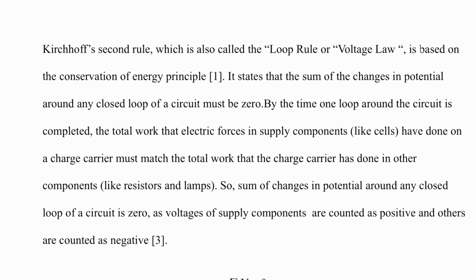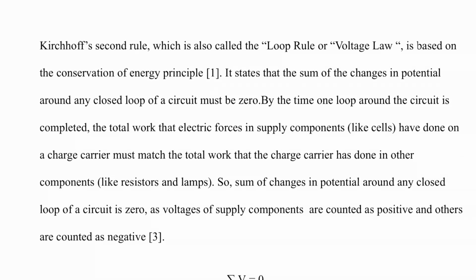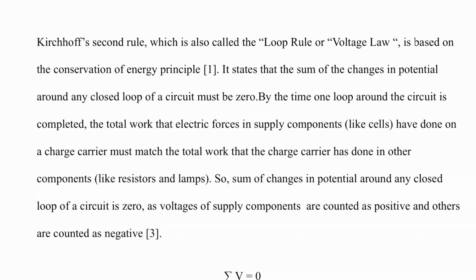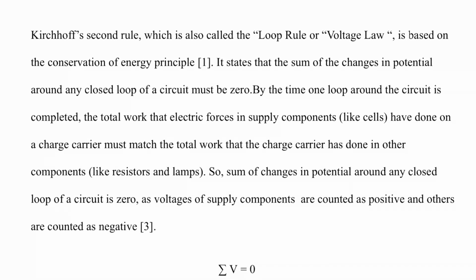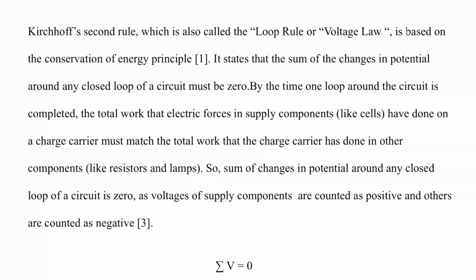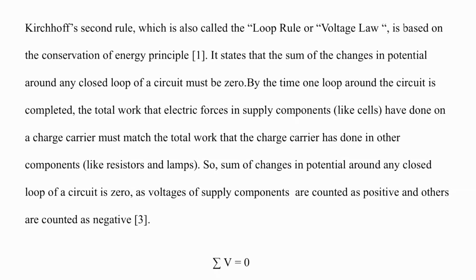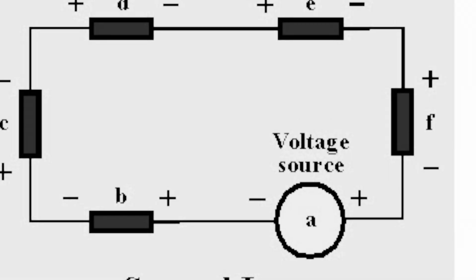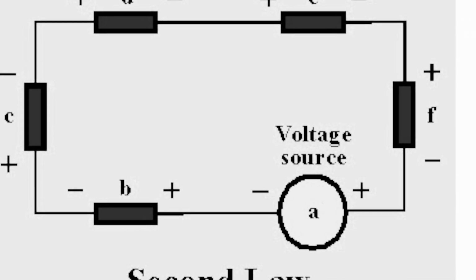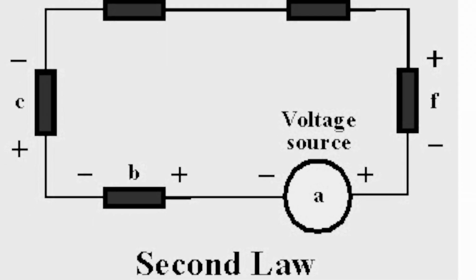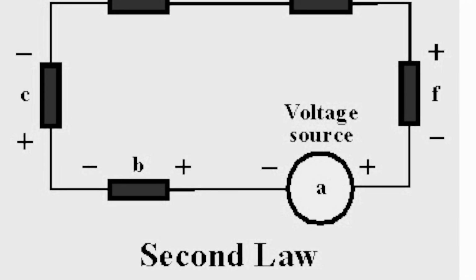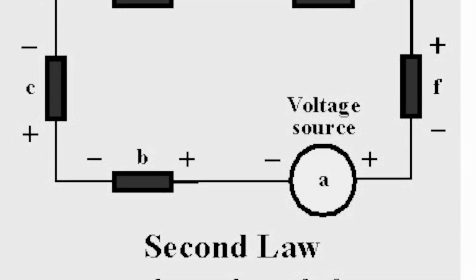Kirchhoff's second rule, which is also called the loop rule or voltage law, states that the sum of changes in potential around any closed loop of a circuit must be zero. I apply this law by measuring the potential difference in each resistance, and the sum of these potential differences and the power supply equals zero.